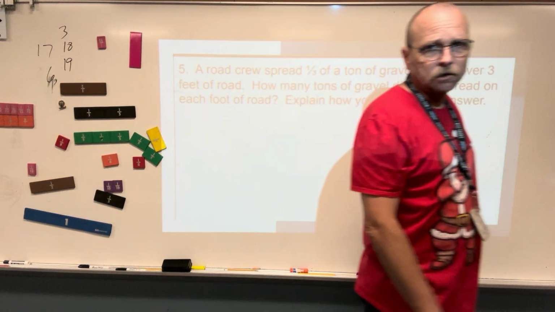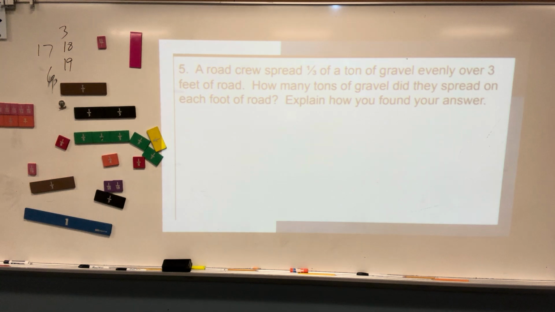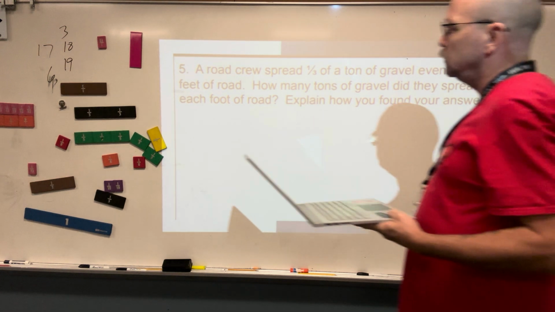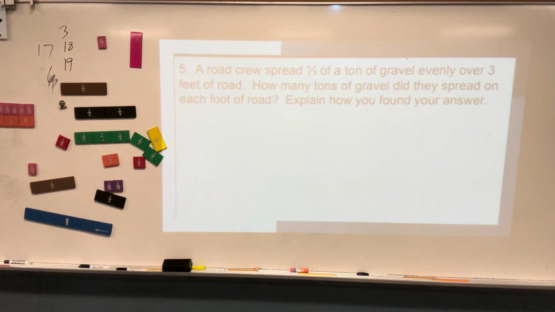Ladies and gentlemen, boys and girls, children of all ages, we're going to look at a few problems from Spiral Review 17. Our first problem is a road crew spread 1/3 of a ton of gravel evenly over 3 feet of road. How many tons of gravel did they spread on each foot of road? Explain how you found your answer.